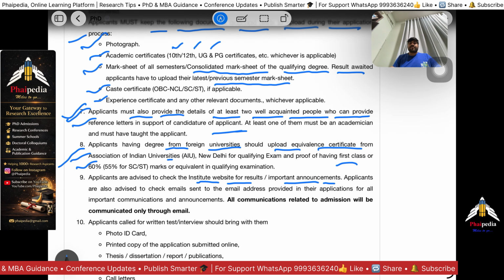Important announcements also. Applicants are also advised to check emails sent to the email address provided in their applications for all the important communication and announcements. So all the communication and announcements will be there on the official website or the email ID you have provided in the application form.